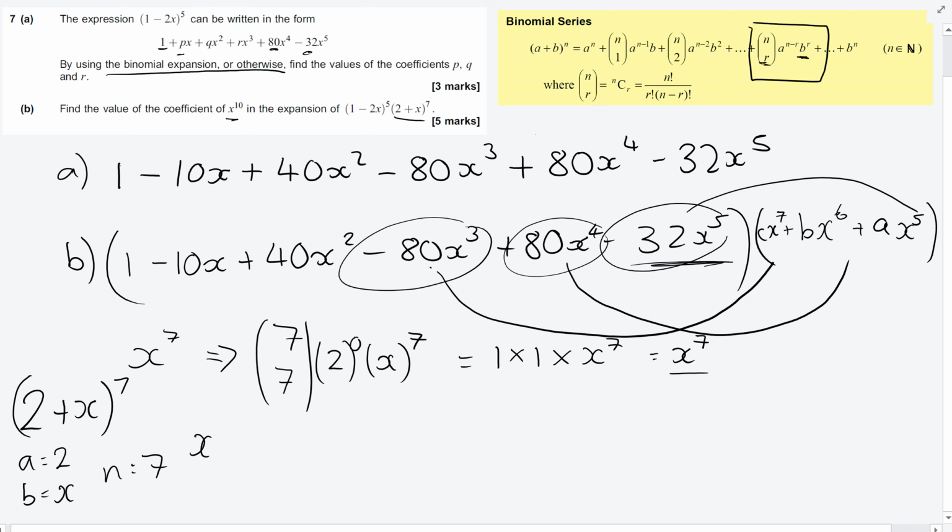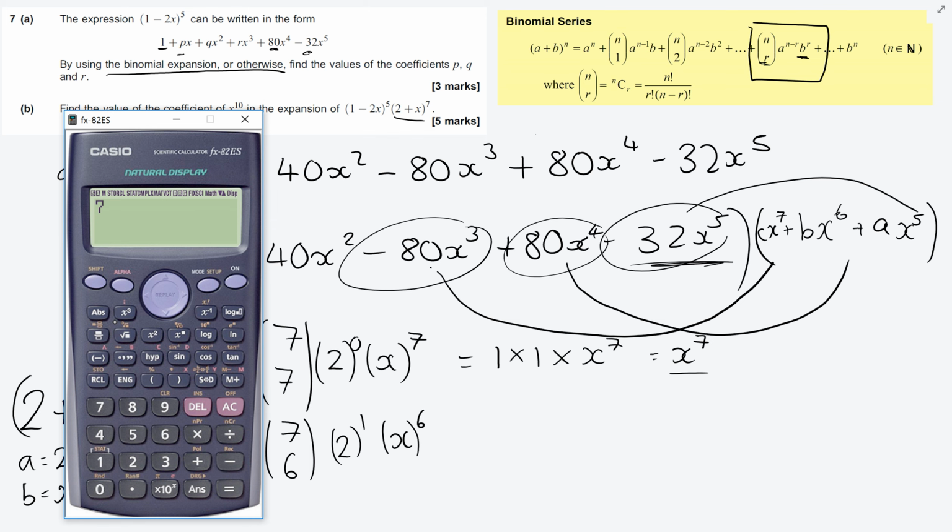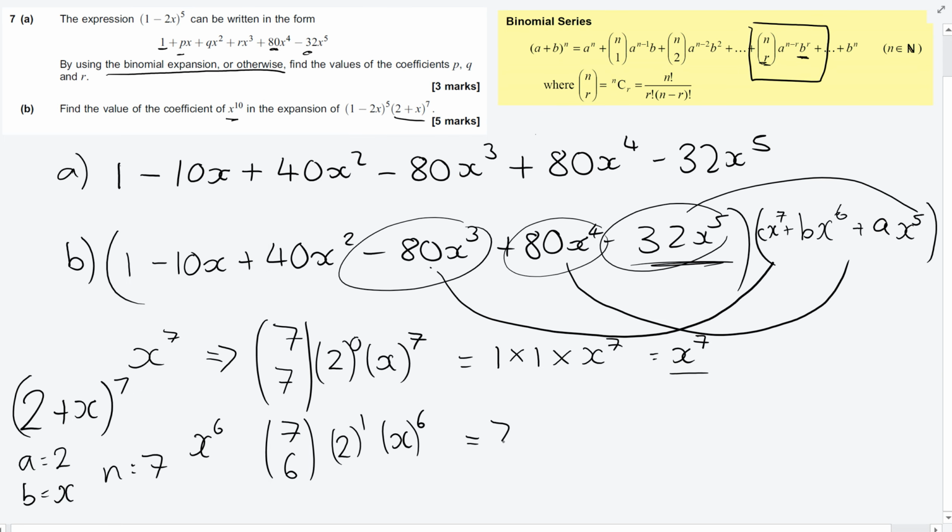We then want to know the x to the 6 term, because that's what we're going to be timesing by the 80. So 7 choose 6, getting ahead of myself there. So we know it's going to be x to the 6. The 2 powers need to add up to 7, so it's going to be 2 to the 1. So 7 choose 6, 2 to the 1. Oops, sorry. 7 choose 6, which is 7, times 2 to the 1, which is 2, times x to the 6. So we've got 14 x to the 6's.